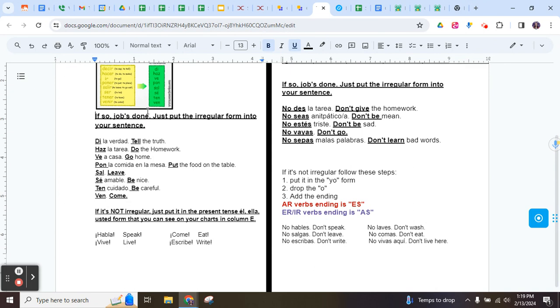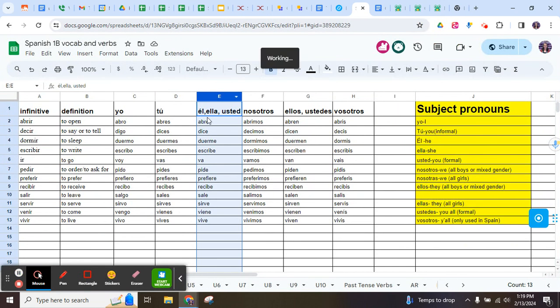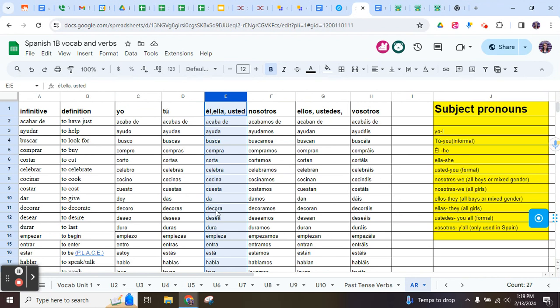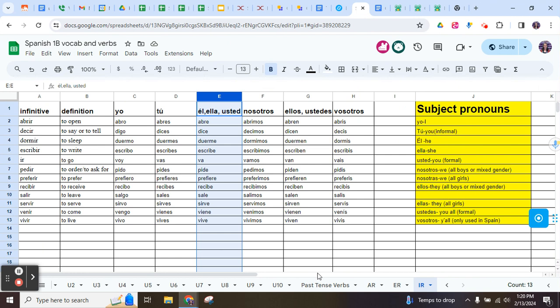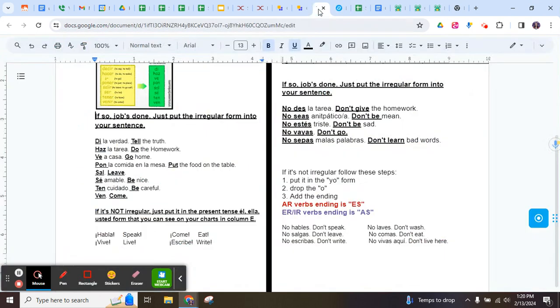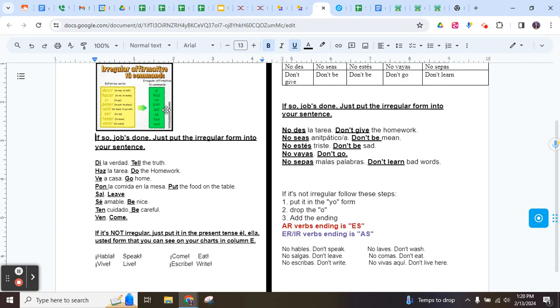Now, if it's not irregular, if it's not on that chart, all you have to do is put it into the present tense of the él, ella, usted form, the one that you can see on your charts in column E. All right, so here it is on the AR chart in column E. If it's not on the irregulars, you're just going to use the regular él, ella, usted form that you see on your charts in column E. Okay, that is all you need to know for affirmative commands. That's all there is to it. Look at the irregulars. If it's not there, just use the form from column E on your charts.